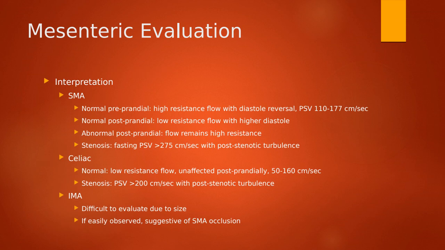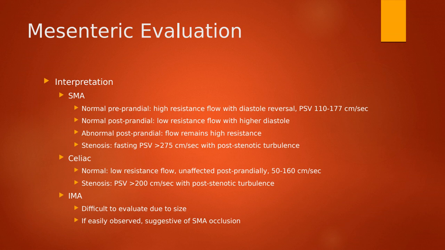So evaluation of this, how do we interpret all of these mesenteric vessels? What are we looking for? What's normal? What's not? So again, it's going to all depend on pre versus postprandial state. For the SMA in the preprandial normal patient, we should see high resistance flow with a little bit of diastolic flow reversal. That's totally fine if it drops down below the baseline just for a quick second. We should see PSVs ranging from 110 to 177 centimeters per second. Pretty random number, little number range there.